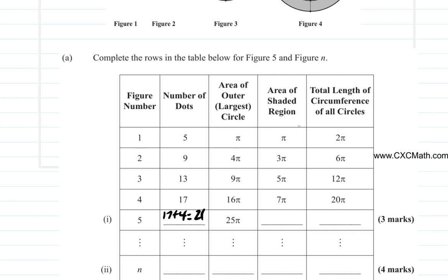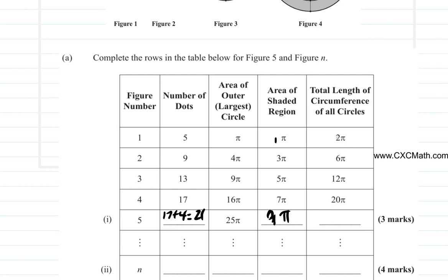Figure 5. You can see a pattern here. This is 1 pi. You add 2 to 1, you get 3. You start to see the pattern. You add 2 to 3, you get 5. You add 2 to 5, you get 7. You add 2 to 7, you get 9 pi. Alright?